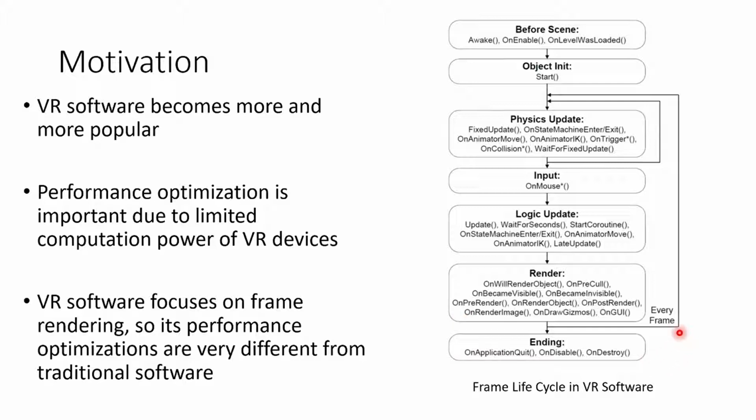Because the virtual reality software runs many frames per second, usually it's 30 FPS, frames per second, or 60 FPS, it's very important to make sure that all of these methods invoked within a frame are efficient enough.